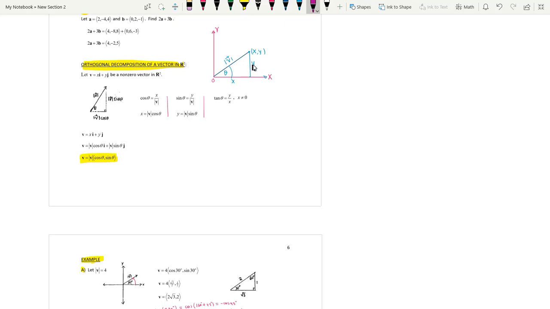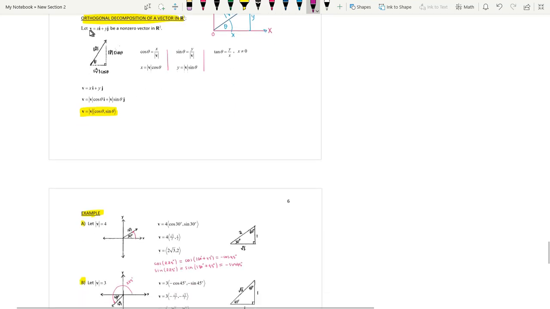And for this right-angle triangle, opposite over hypotenuse is sine theta. So y over absolute value of v is sine theta, and y is absolute value of v sine theta. Similarly, opposite over adjacent is tan theta. So tan theta is y over x, and x cannot be 0 because we cannot divide anything by 0. So the vector v equals xi plus yj can be rewritten as absolute value of v cosine theta i plus absolute value of v sine theta j. Now if you factor out the absolute value of v, then the vector v becomes absolute value of v times (cosine theta, sine theta).